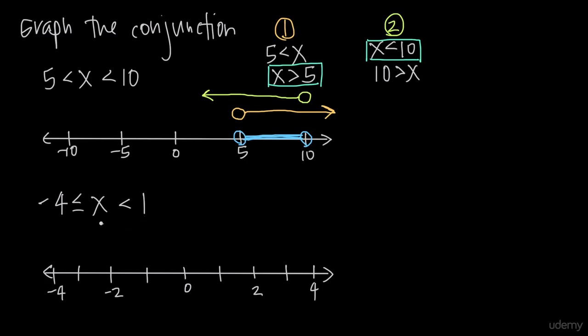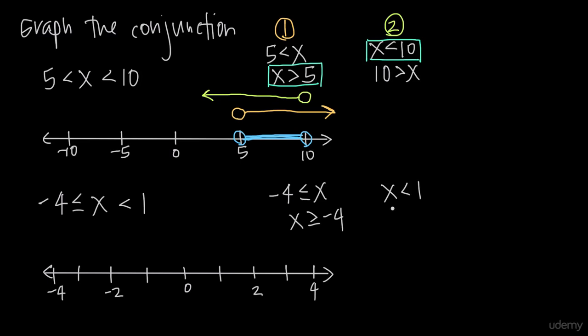Let's do another example here. We have -4 less than or equal to x less than 1. Let's pull this apart into two separate inequalities. This is the conjunction of two inequalities. If we look at the left-hand side, we can say -4 less than or equal to x. Remember, it's always easier to think about the inequality that starts with x, so we want to flip this around and say x greater than or equal to -4. Now we look at the right-hand side, and it says x less than 1.